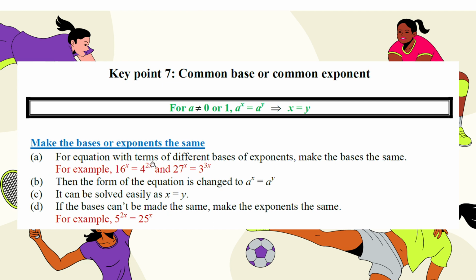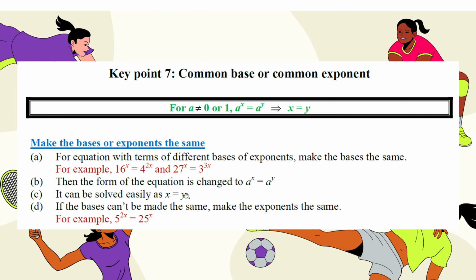For an equation with terms of different bases of exponent, make the bases the same. Make it as small as possible, not big. Make it small. I want a larger integral exponent. So 16 to the power x, make it 4 to the power 2x. 27 to the power x, make it 3 to the power 3x. And then make the form a to the x equal a to the y, and then x equal y.